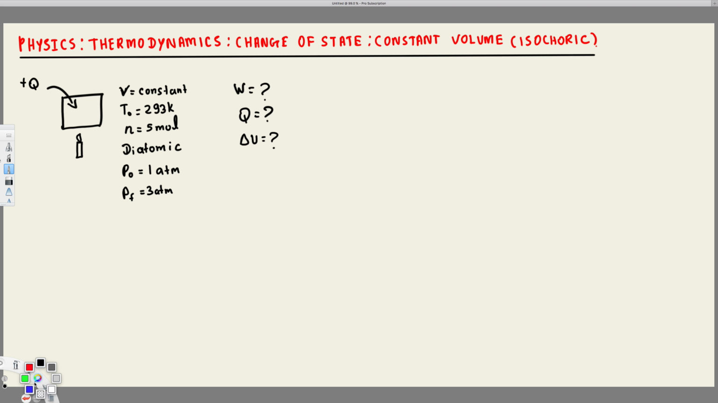So let's draw a PV diagram for this one and see what we can find. Since volume is constant, it's going to go straight up like this, right? Because volume is going to be the same. So let's say this is V, and we know the initial pressure is given right here, that's 1 atm. So here we are going to have 1 atm, and then here we are going to have 3 atm. So let's see what we can find out from this information.